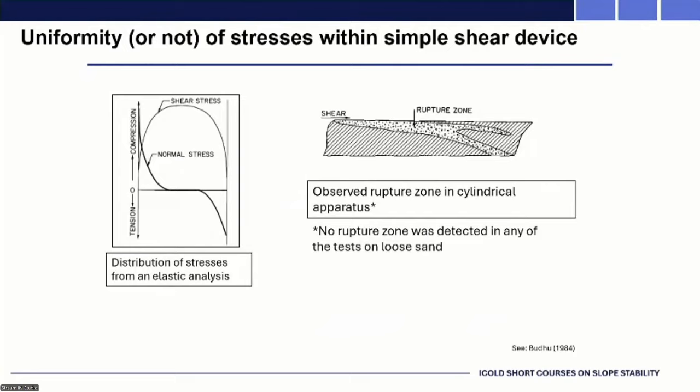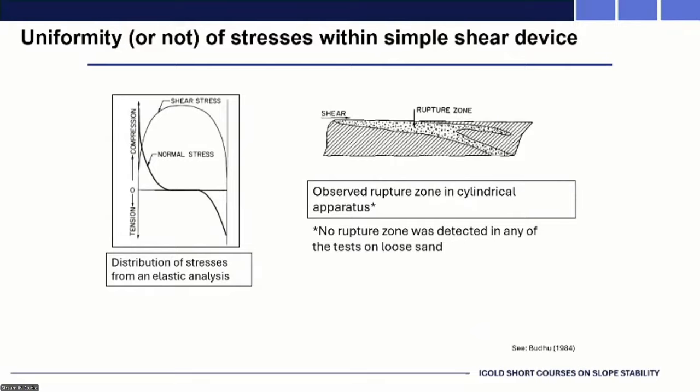Got a bit concerned about the small nature of the simple shear device and what the stress conditions are, because we don't know the principal stresses. So I looked into this, and people did work way back in the 1980s. The figure on the left shows the distribution of normal stress. You can see towards the edges it deviates from a constant, and same with the shear stress.